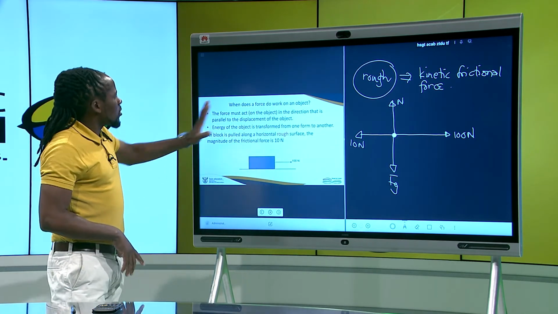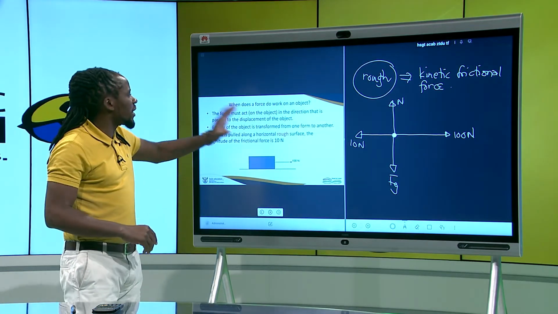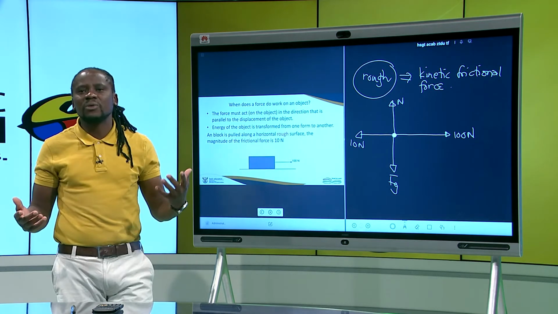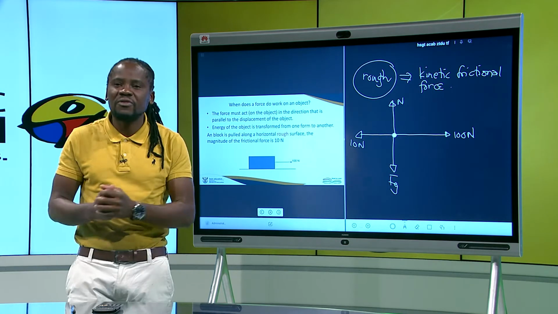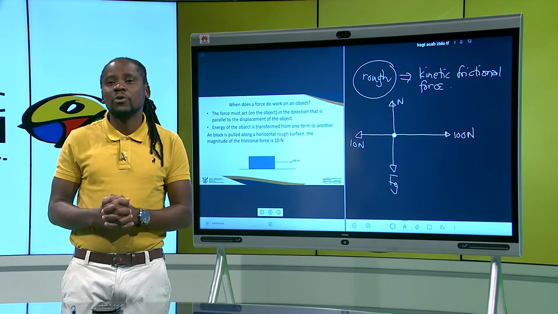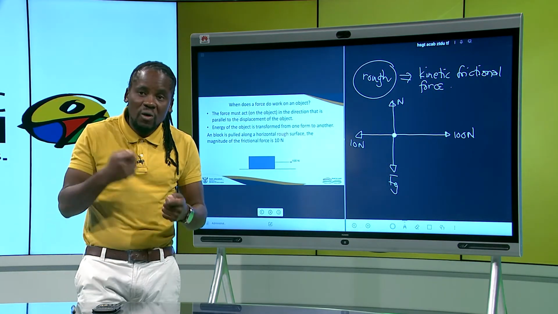Now, the key question is, when is work done on an object? In other words, we want to come to an understanding of these four forces that we have indicated. Which ones of those forces are actually doing work on the object?